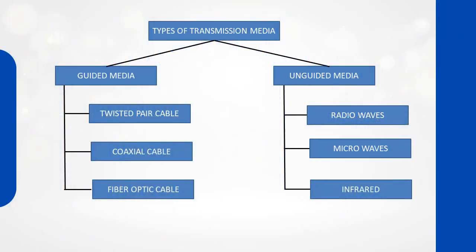Transmission media has two types: guided media and unguided media. Guided media is again divided into three types: twisted pair cable, coaxial cable, and fiber optic cable. Unguided media is again divided into three types: radio waves, microwaves, and infrared. Now let's discuss all these media in detail.